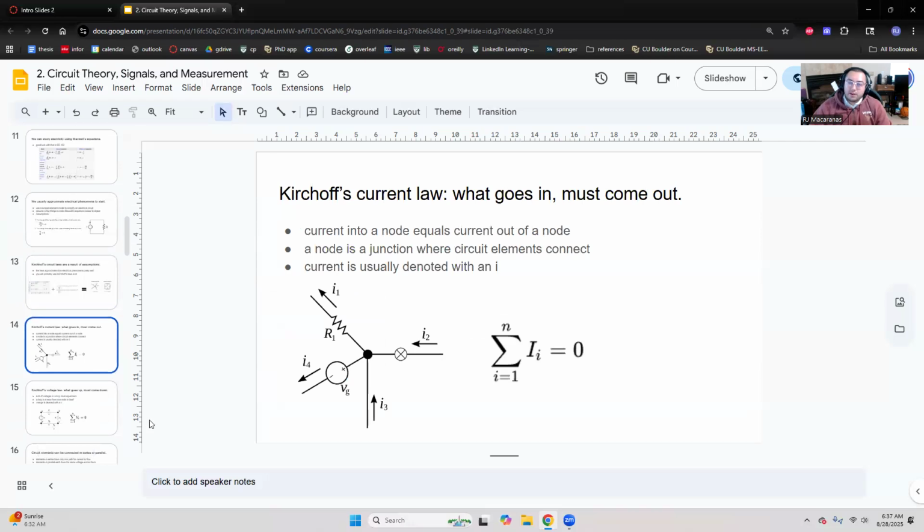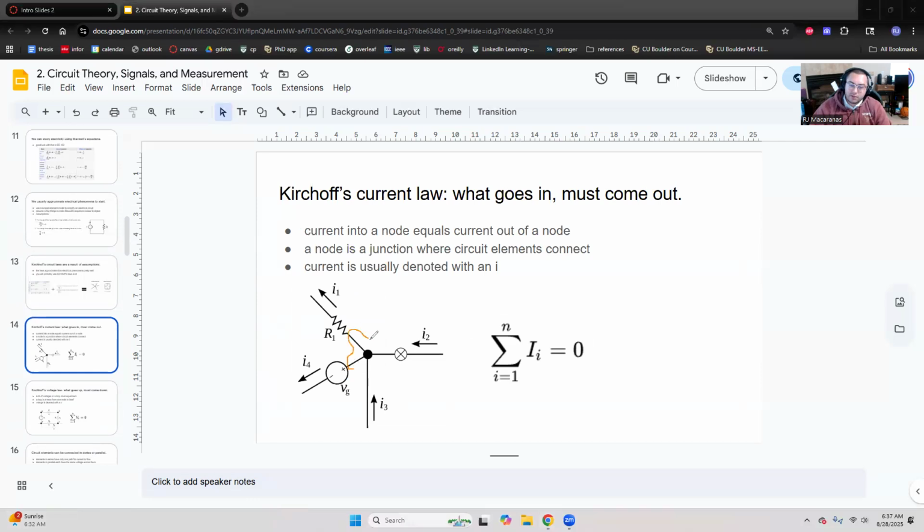So Kirchhoff's current law: what goes in must come out. All of the current going into a node must equal the current going out of a node. And a node is just an interconnection of elements. So for example, this entire structure here is a node. I'm drawing a circle around it here on the slide.